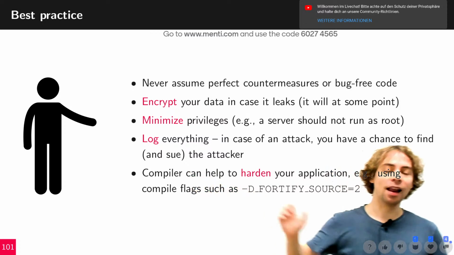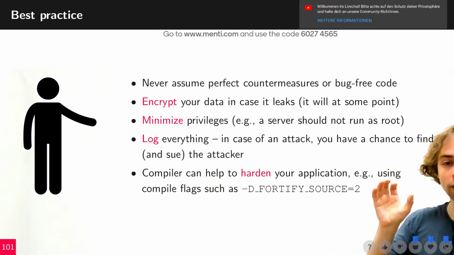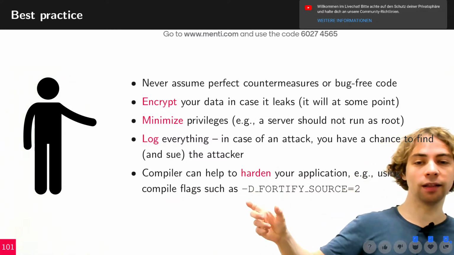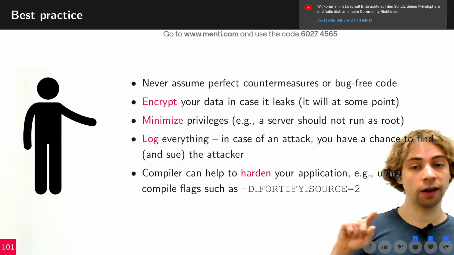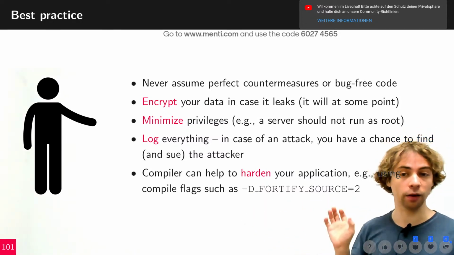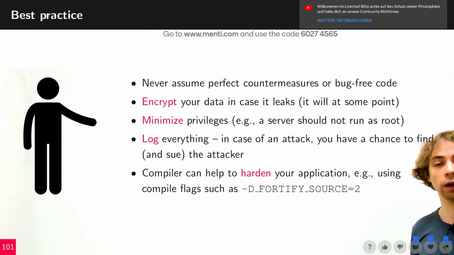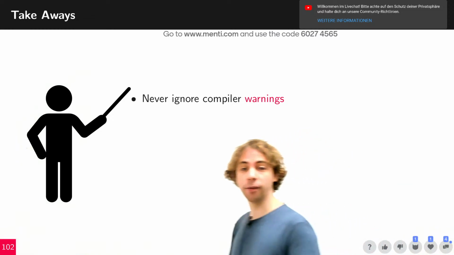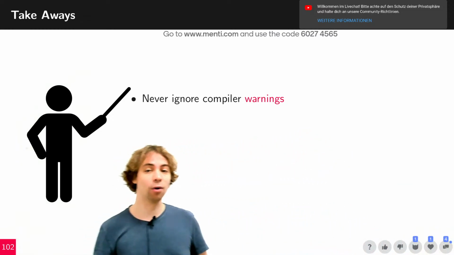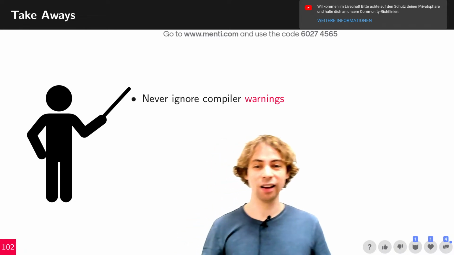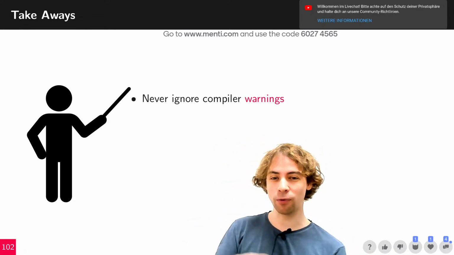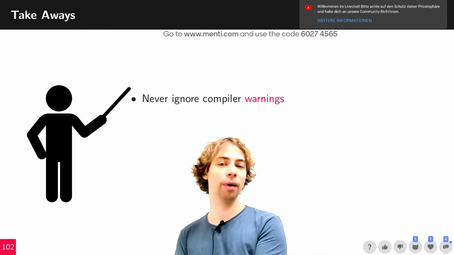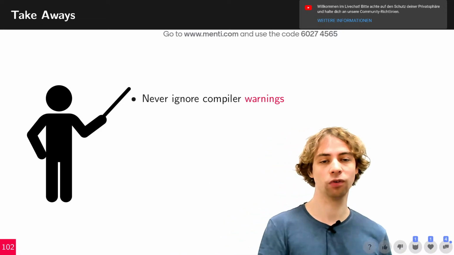A compiler can help to harden your application. For instance, with compiler flags, I've shown you a few today. There's one more that I want to mention here, for instance, D_FORTIFY_SOURCE. You can check out on the internet what this one does. It's a good idea to use this when you want to build secure applications. So what takeaways do we have? Never ignore compiler warnings. Those were just warnings, right? And we transformed them into end-to-end exploits that give us not only the password list, but in the end, even code execution on the system.